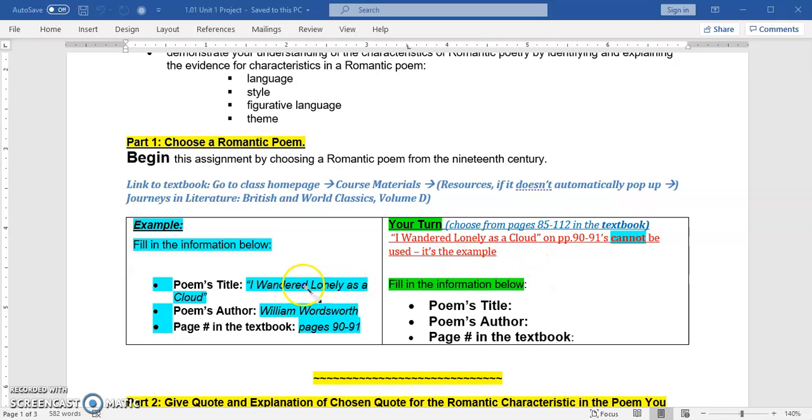Alright, so my example is that I chose I Wandered Lonely as a Cloud by William Wordsworth, and what page numbers in the textbook I found it. So it needs to be from the textbook, but it cannot be I Wandered Lonely as a Cloud because I gave that as an example.